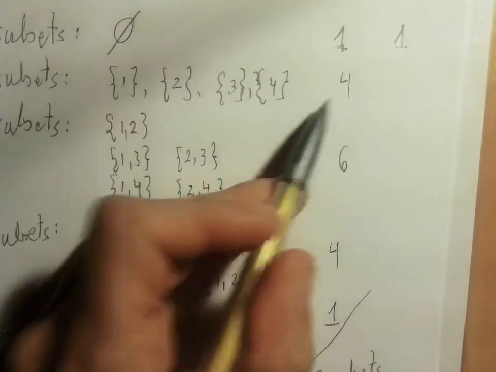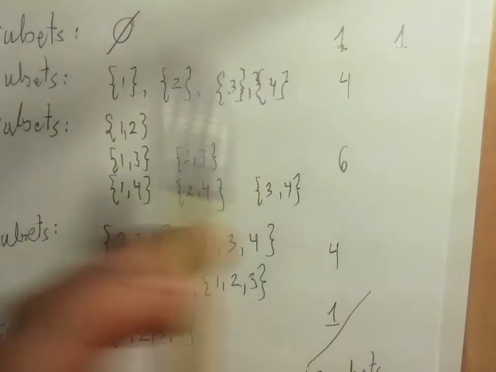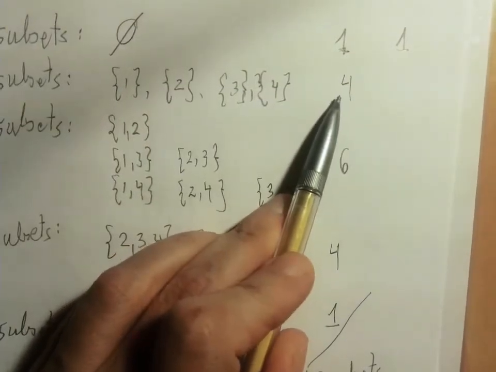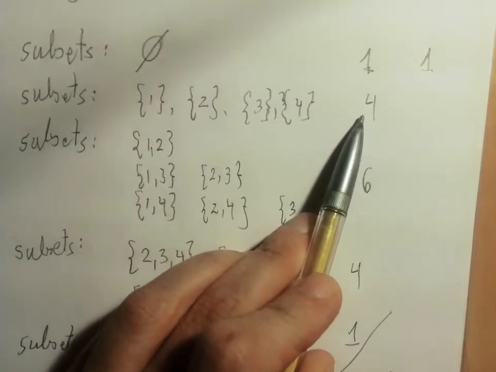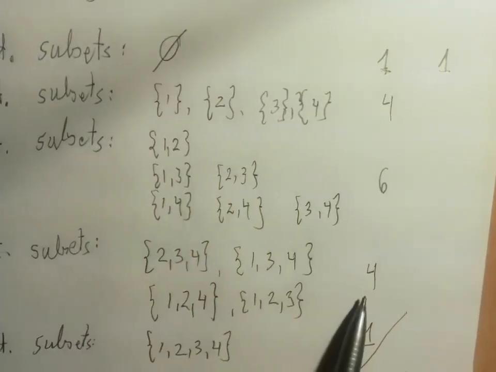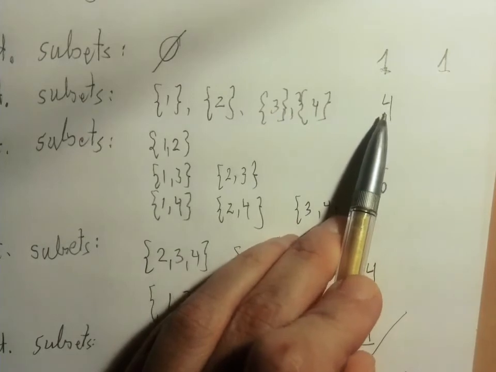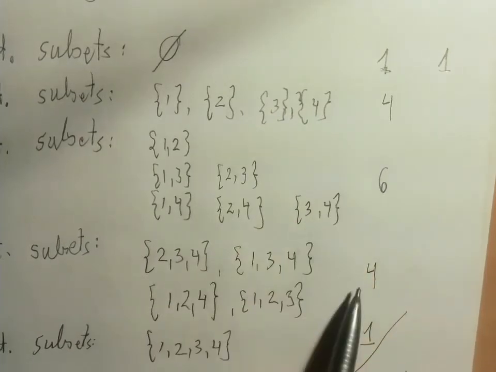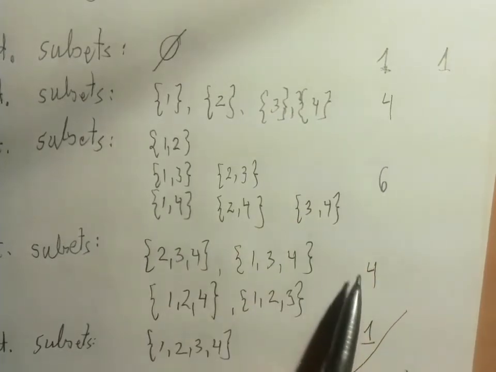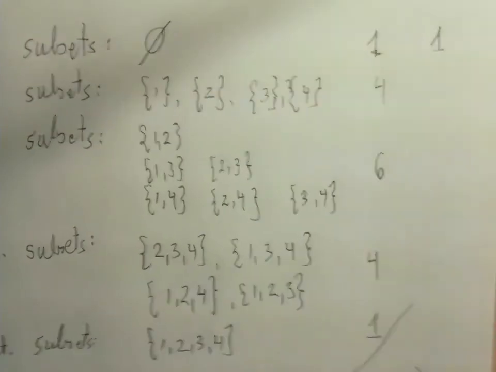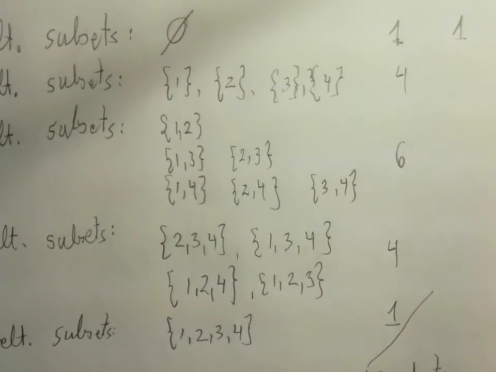1, 4, 6, 4, 1. So the number of 1-element subsets in a 4-element set is the same as the number of 3-element subsets. Because here we pick 1 to select into our set, and here we pick 1 to kick out from our set. So there is this sort of outer symmetry, and it looks like we have good reasons for that.